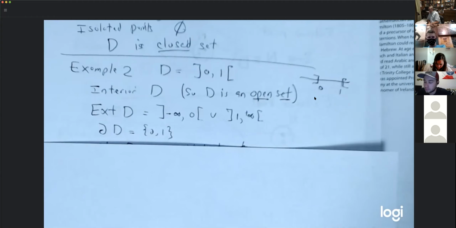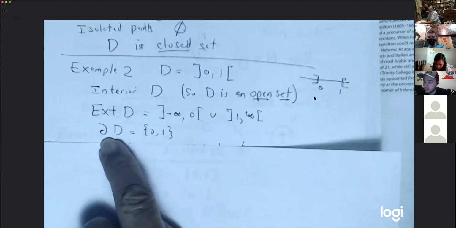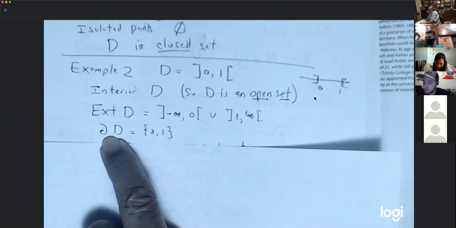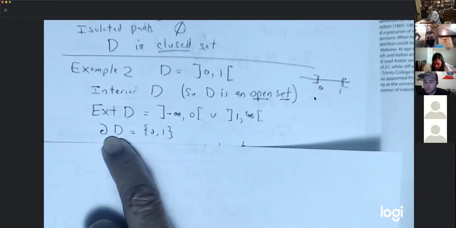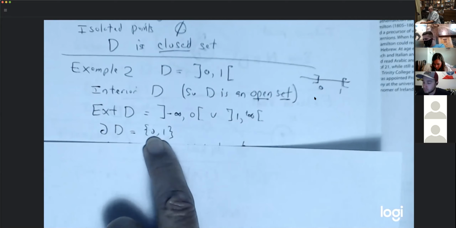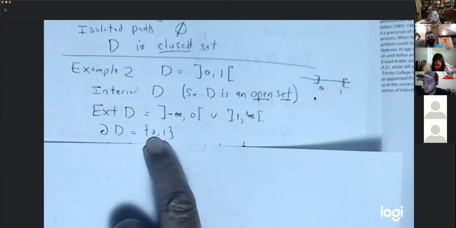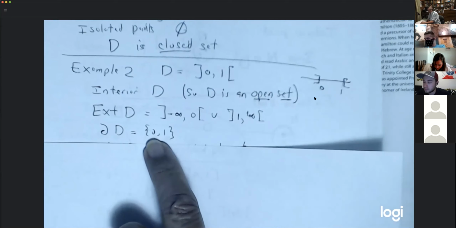Now, this next thing, I put in another symbol. This is what we call sometimes the boundary of D. This little delta sign is called a del, D-E-L. When you write that, you're asking what is the boundary. The boundary of this particular set is, again, the numbers 0 and 1. It's just two numbers. That's the boundary. Okay?